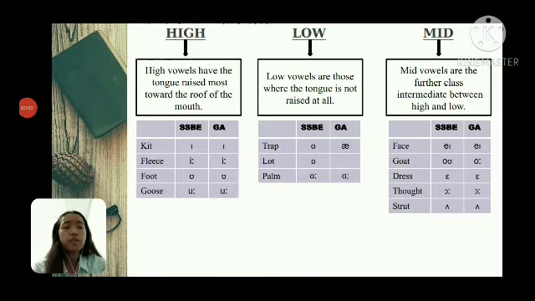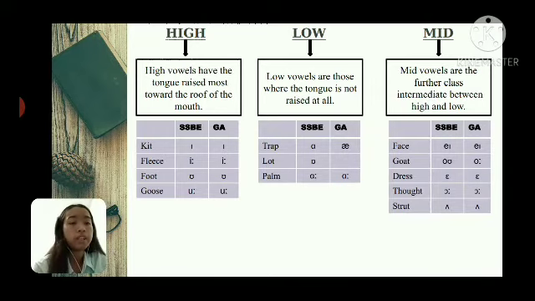Well, there is also a class of vowels between the high and the low vowels. It's called mid vowels. Mid vowels are the further class intermediate between high and low vowels. These can be further subclassified as high mid or low mid, depending on whether they are nearer the high end of the scale or the low end.